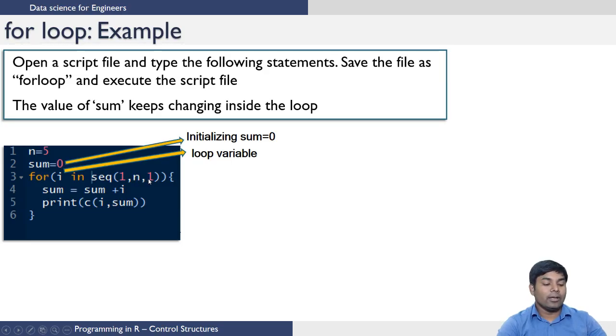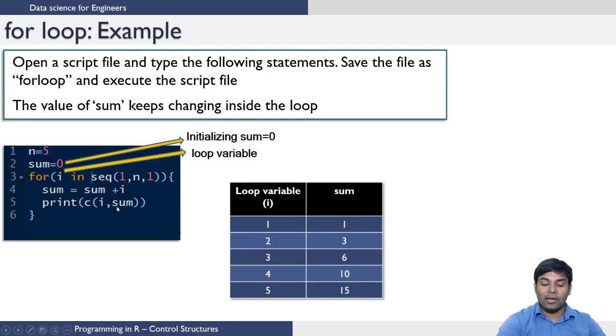What I am doing inside the for loop is assigning sum plus i value to the variable sum, and I am printing the i, which is the iter value in the loop, and the sum. When you execute this function, this is how it behaves.